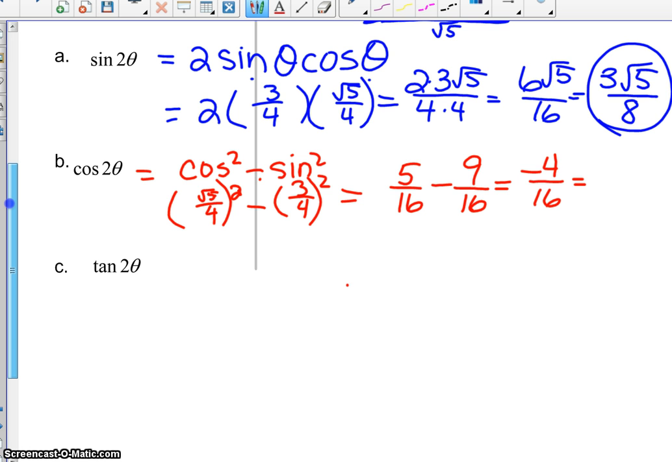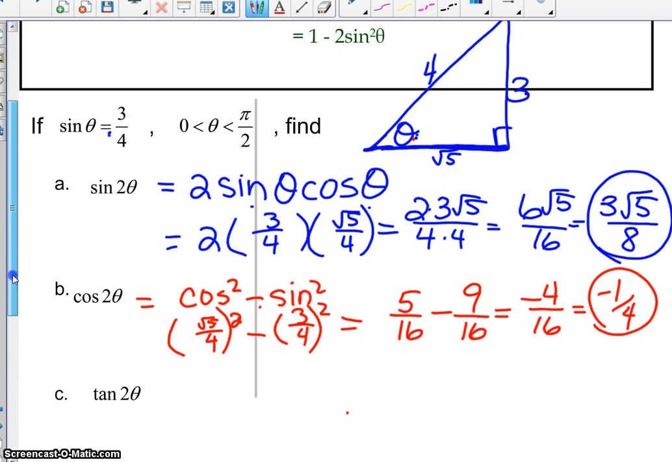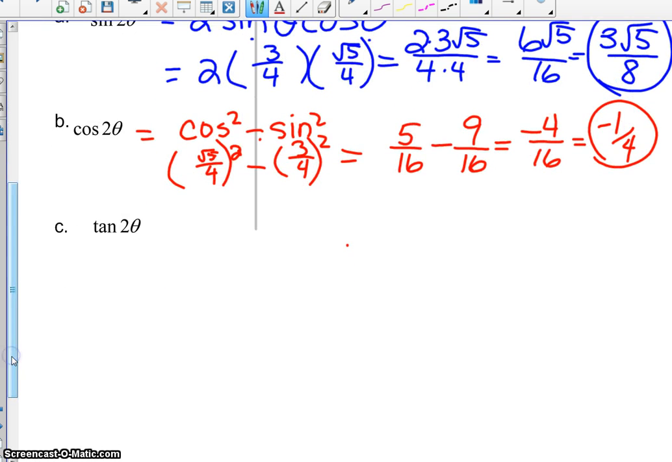Reducing that fraction, it's negative 1/4. That's our answer to the cosine of 2 theta. So this is kind of when they give us a theta and how we would find the cosine of 2 of those angles. And we have another example here too.